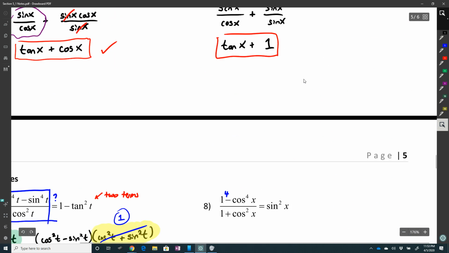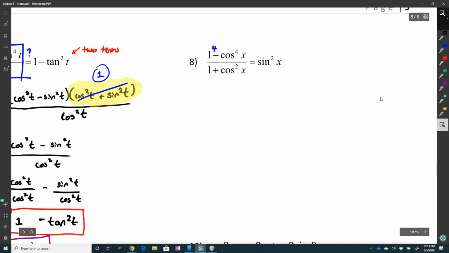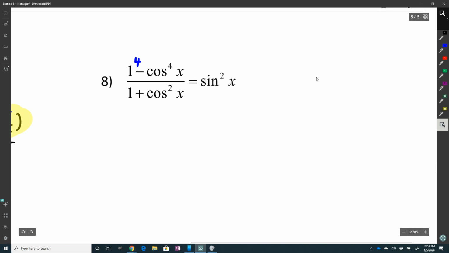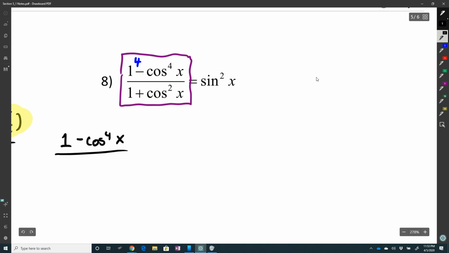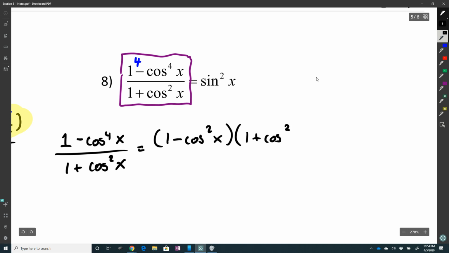Let's go to the medium ones. I gave you a hint on this one, and I told you that 1 is the same thing as 1 to the 4th. So we're going to work with this side. Write it down. So 1 minus cosine to the 4th is going to be 1 minus cosine squared x times 1 plus cosine squared x. And here I have 1 plus cosine squared x.